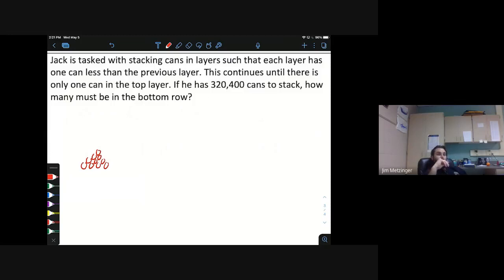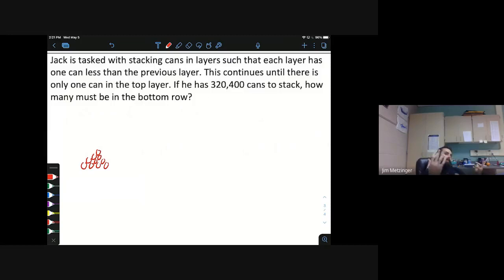This is a problem that I defeated the persistent people on, like Ivan. They'd be like, oh, I just draw it out. Well, Jack has 320,400 cans to stack. You could. I'll see you in 3 days after you lose count. How many cans have to be in the bottom row to make that pyramid? Are you going to start drawing? We'll wait. We're going to mass break when Ivan finishes drawing his 320,000 cans.